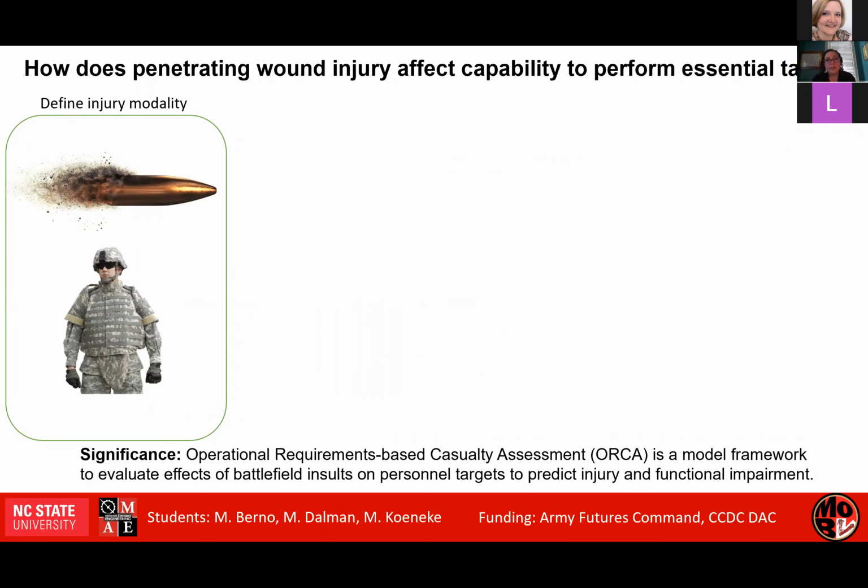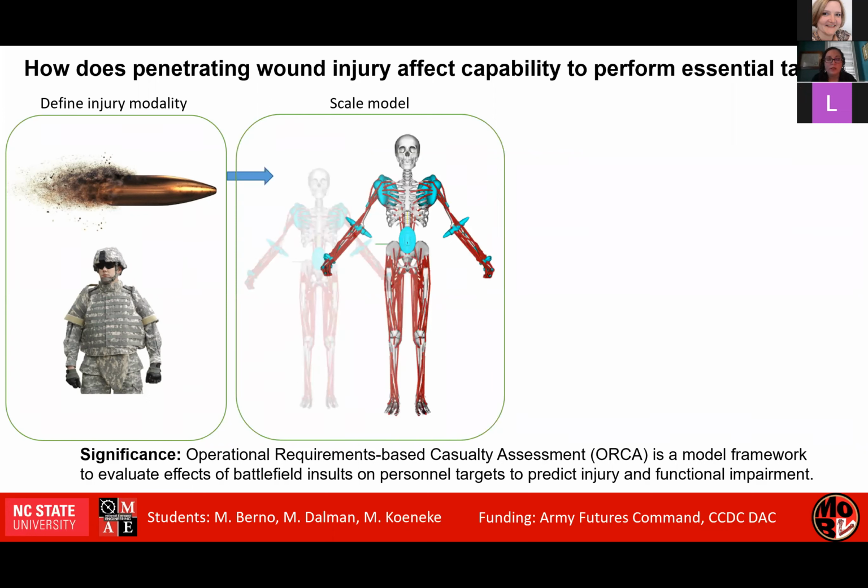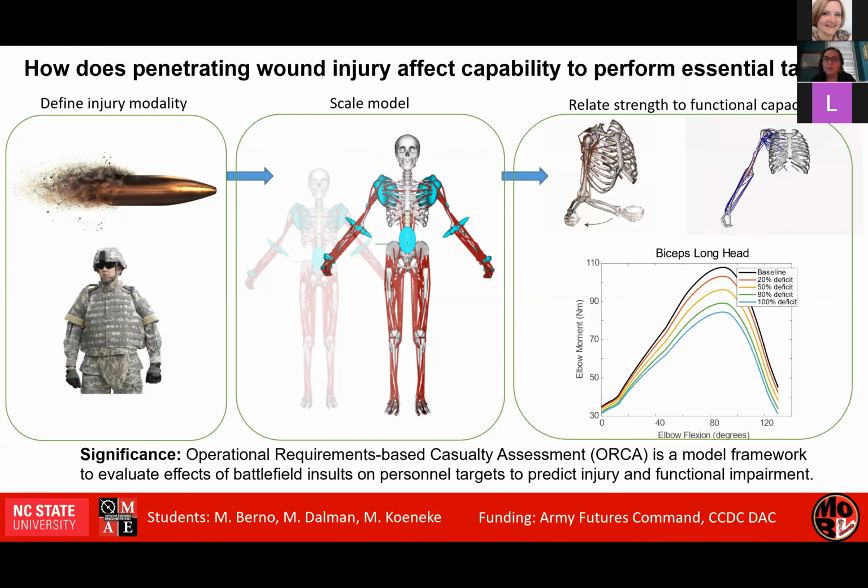We're recently working with the Army to also incorporate our modeling into their operational requirements-based casualty assessment, which is a framework to evaluate battlefield insults, specifically looking at penetrating wound injury and how that changes the structure of muscle, obviously, but specifically looking at how, for a given service member, when they experience a specific penetrating wound injury, whether they would be able to perform specific tasks and what the detriment to their function would be, so that ultimately we can make decisions in the field about who needs to be extracted and what types of tasks they would be reasonably able to perform given a specific injury pattern.